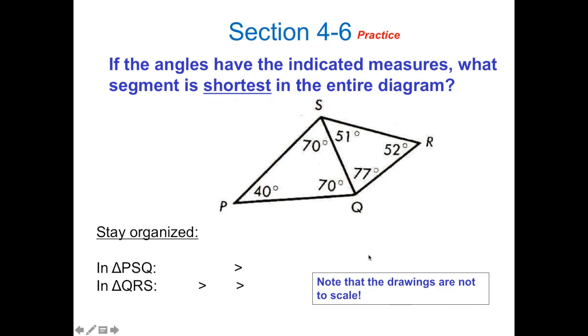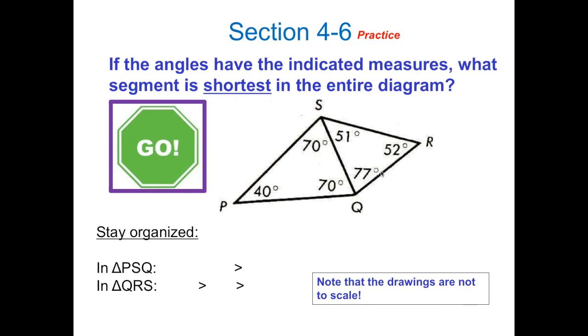Stay organized. So what is the shortest segment in this entire diagram? Not what's the shortest in this triangle and what's the shortest in this triangle, but what's the shortest segment in the whole thing? So we have 1, 2, 3, 4, 5 segments. This one's shared between the 2 triangles. What's the shortest of the 5? Ready, set, go. Minute and a half on the clock. You got this.